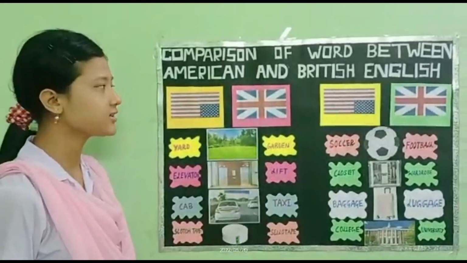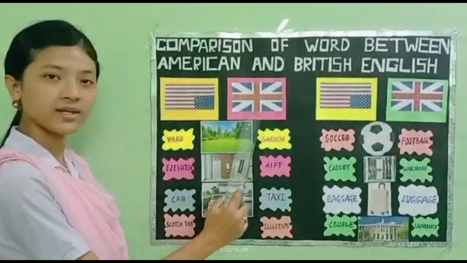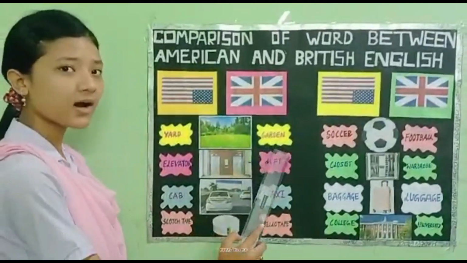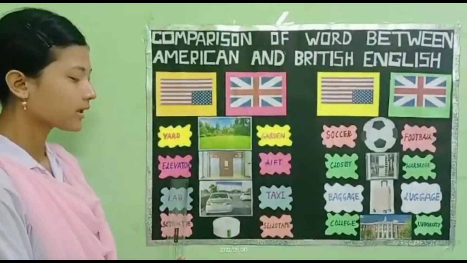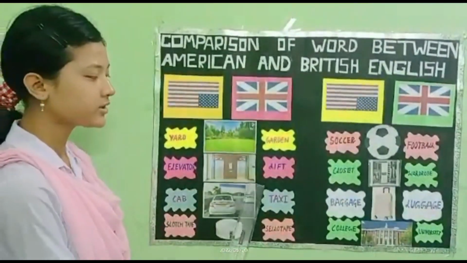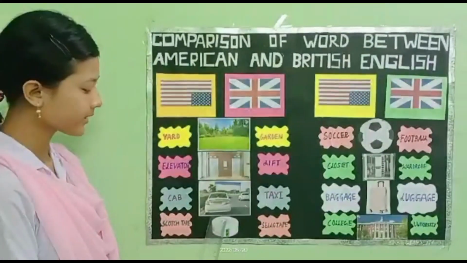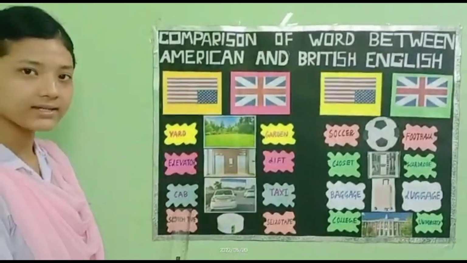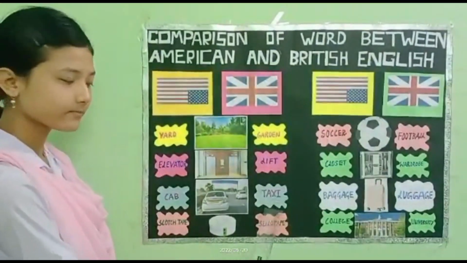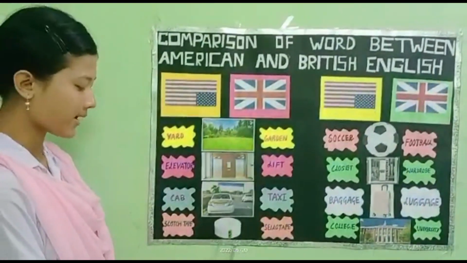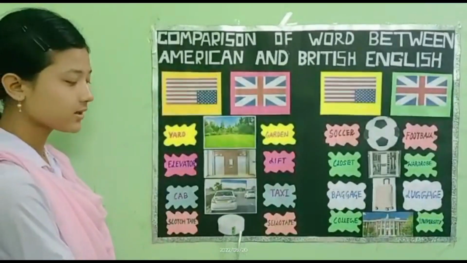In American English, it is called yard, and in British English, it is called garden. Moving on to the next word, in American, it's elevator, and in British, it's lift. Coming to the next word, in American, we say cab, and in British, we say taxi. The next is, in American, scotch tape, and in British, sellotape.